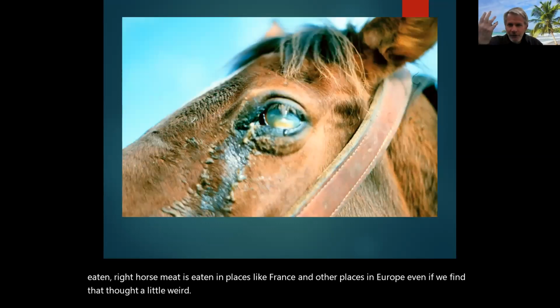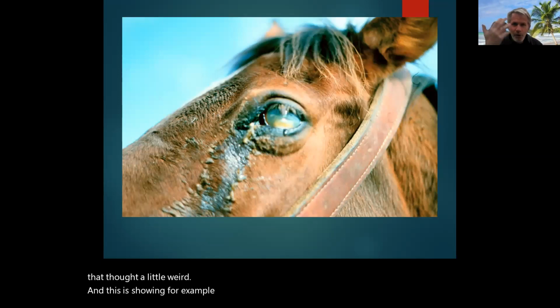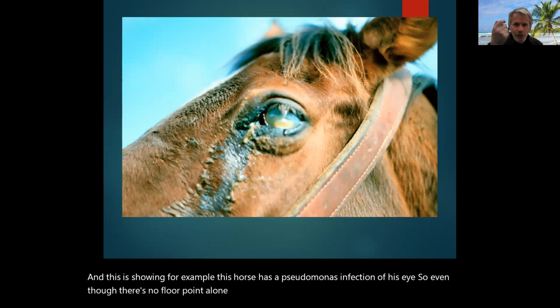And this is showing, for example, this horse has a Pseudomonas infection of his eye. So even though there's no fluoroquinolone approved, we can use it. We can use like an orbofloxacin eye drop, for example, in his eye.